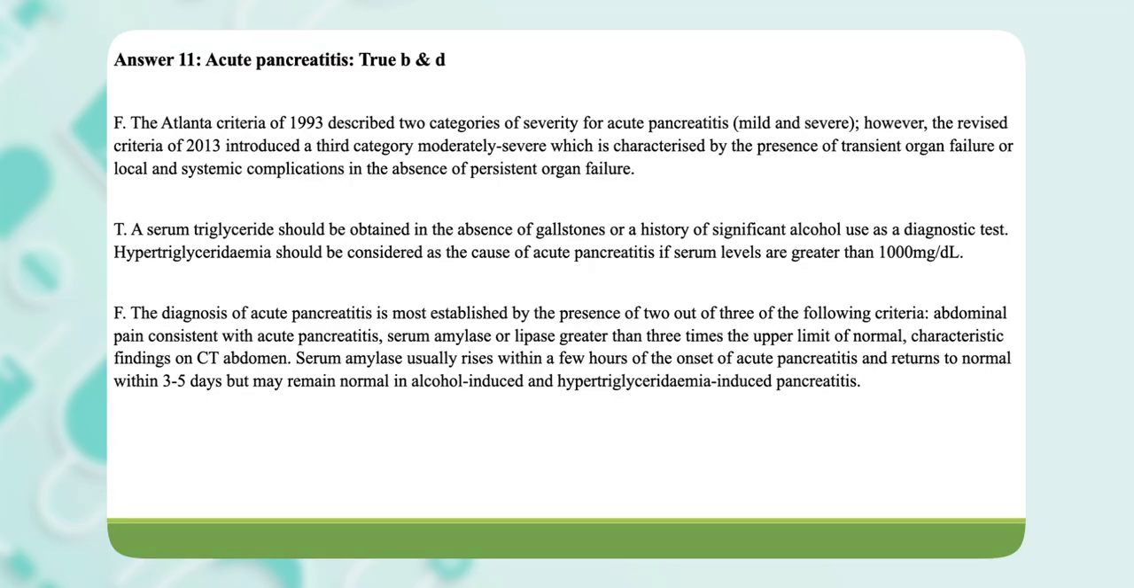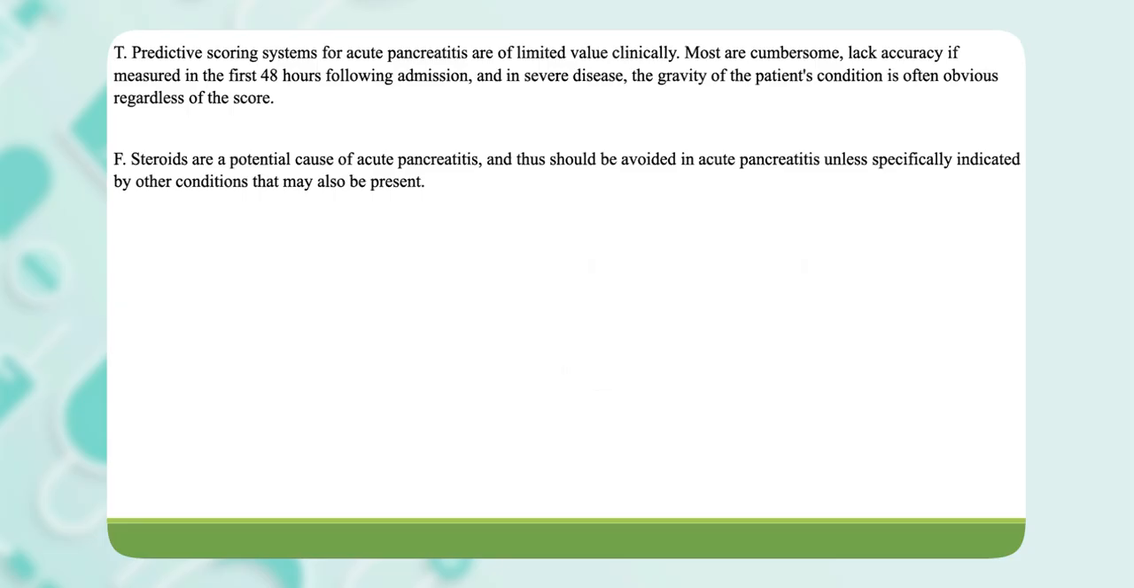The diagnosis of acute pancreatitis is mostly established with 2 of 3 of the following criteria: abdominal pain, serum lipase being more specific for acute pancreatitis, with lipase greater than 3 times the upper limit, and the CT abdomen. Serum amylase is usually raised within a few hours of the onset of acute pancreatitis and returns to normal within 3 to 5 days, but may remain normal in alcohol-induced and hypertriglyceridemia-induced pancreatitis.